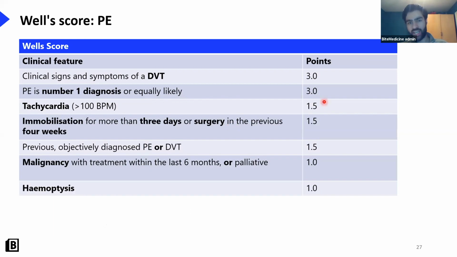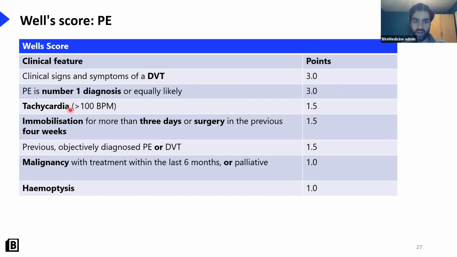Wells score. Again, like I said, don't worry about knowing this inside out. Basically, this is a way of figuring out how risky a patient is. Is a patient high risk or low risk? What I would note is that if the patient has a DVT, that gives you 3 points. And if you highly suspect they have a PE from their history and examination, that gives you another 3 points.